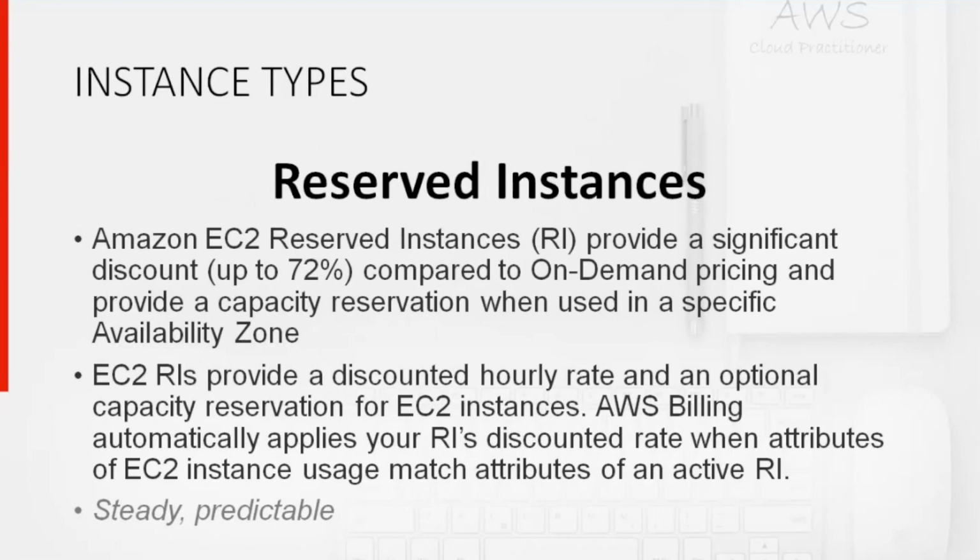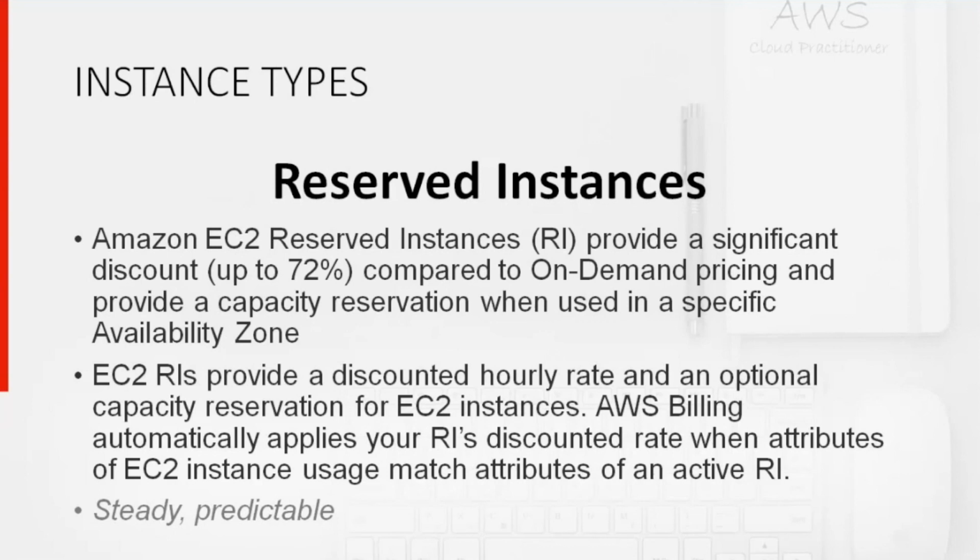Instance types. Reserved instances. Amazon EC2 Reserved Instances, RI, provide a significant discount of up to 72% compared to on-demand pricing and provide a capacity reservation when used in a specific availability zone. EC2 RIs provide a discounted hourly rate and an optional capacity reservation for EC2 instances. AWS billing automatically applies your RI's discounted rate when attributes of EC2 instance usage match attributes of an active RI.